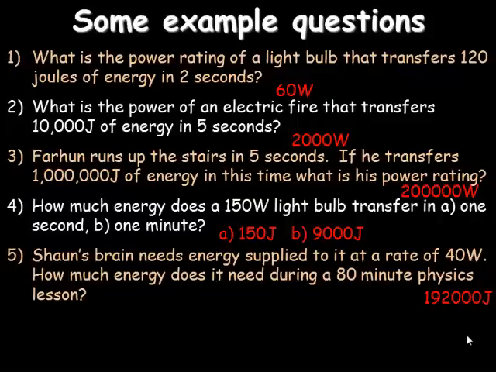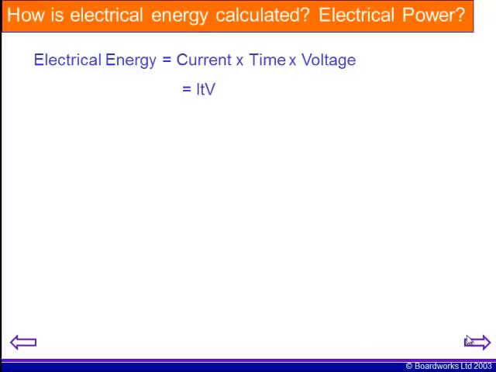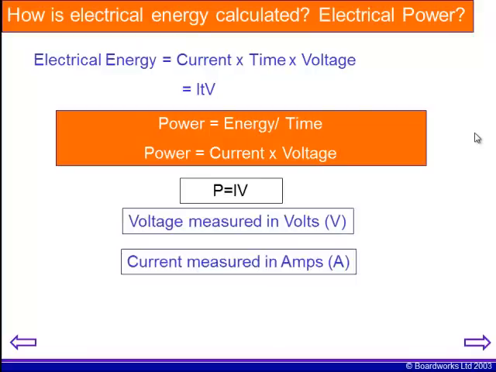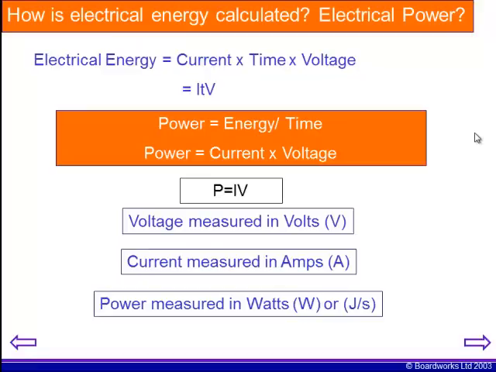Okay, next step, let's think about this in relationship to electricity. Electrical energy is calculated through current times time times voltage, which is ITV. Now, we know that power is energy transferred divided by time. So power equals energy divided by time, so that means power is current times voltage. That's how we calculate the power of an electrical device, by measuring the current travelling through and the voltage across the component, with voltage measured in volts, current measured in amps, and power measured in watts or joules per second.